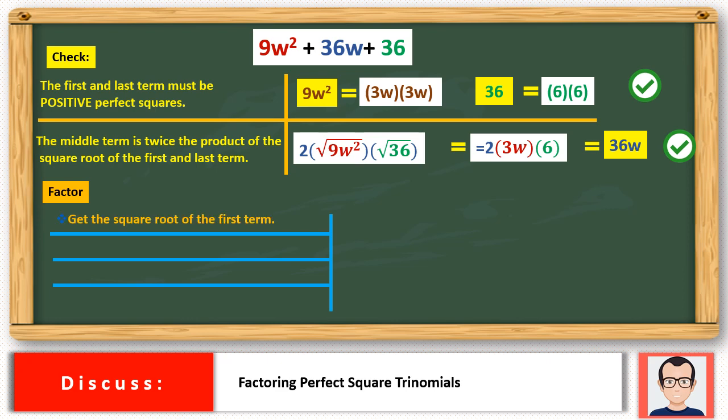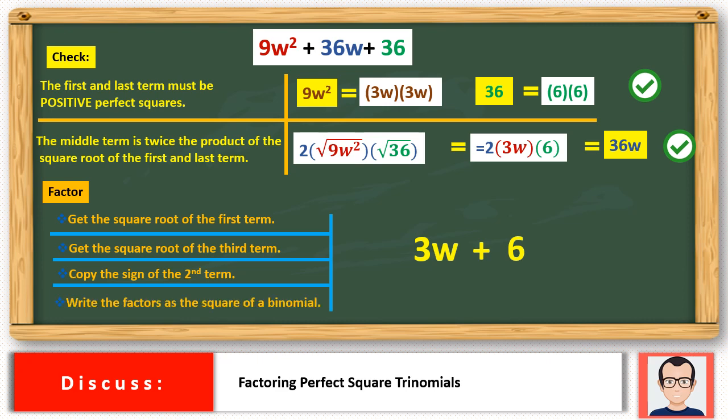Using the guidelines in perfect square trinomials, let us simply follow the steps. First, we get the square root of the first term, which is 3w. Get the square root of the third term, and that's 6. Then we copy the sign of the second term. It is a plus sign. Lastly, we write the factors as the square of a binomial. And our final answer is the square of 3w plus 6.